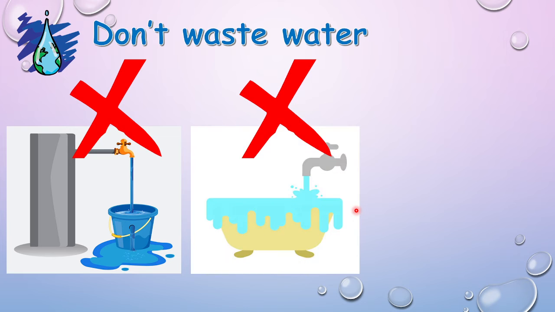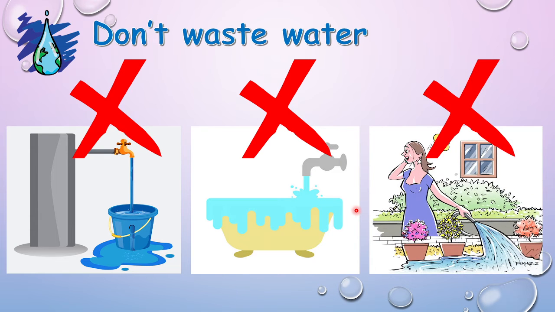Another one is overflowing bathtubs. You turn it on and then you leave it on. Or maybe sometimes like this: you're busy watering the plants, but you're busy with your phone too. You turn around and you leave it on, right? It's already flooded with water, and the plants will die because there's too much water.